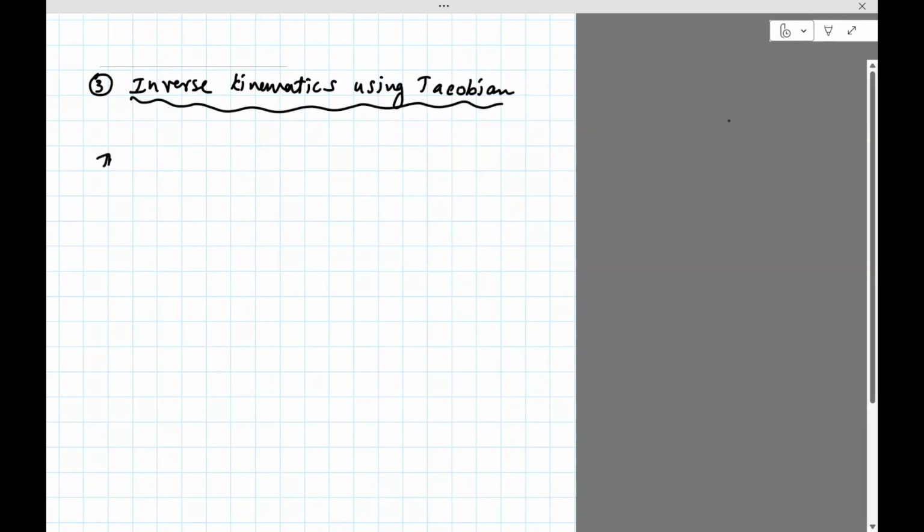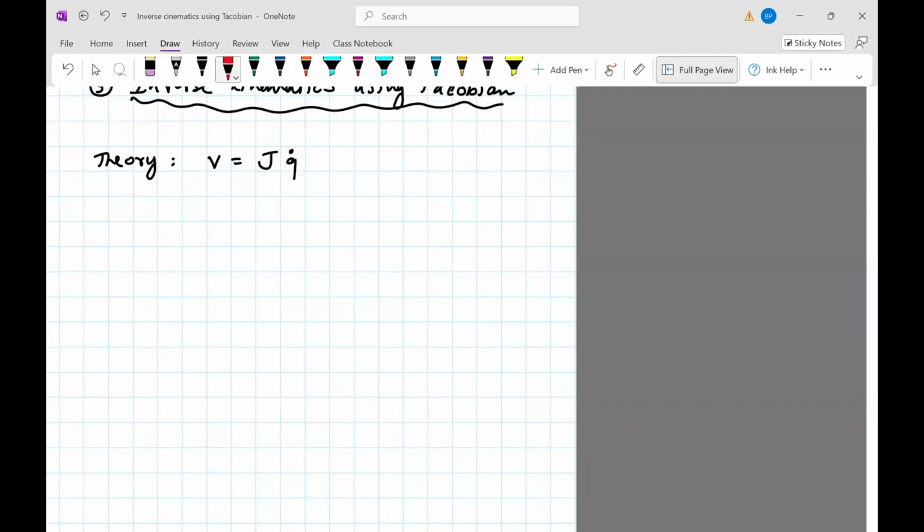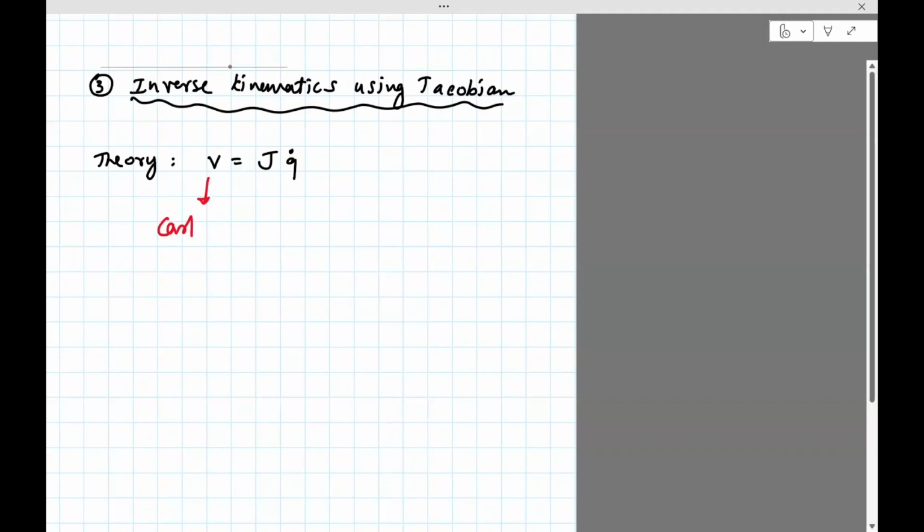Okay, so here is something we've derived in the past. When we computed the velocity of any point, we wrote down the formula as J times q dot. Right, so this is the Cartesian velocity. And then this is the joint velocity.